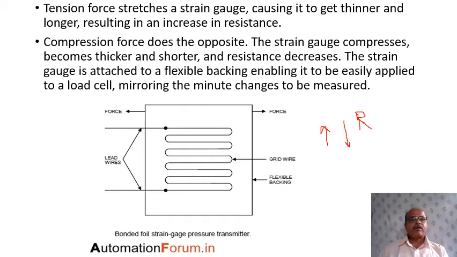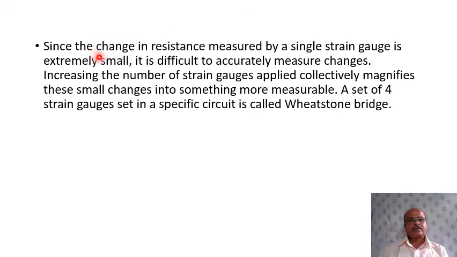The strain gauge is attached to a flexible backing, enabling it to be easily applied to a load cell, mirroring the minute changes to be measured. Since the change in resistance measured by a single strain gauge is extremely small, it is difficult to measure accurately. Increasing the number of strain gauges applied collectively magnifies these small changes into something more measurable.